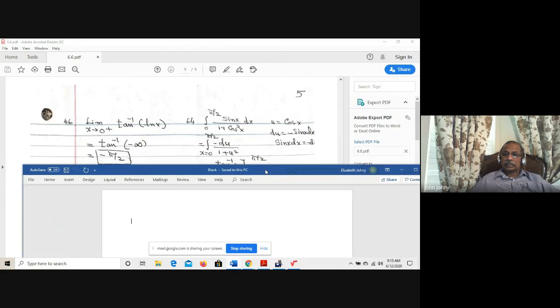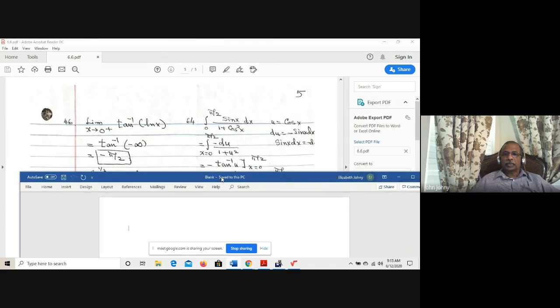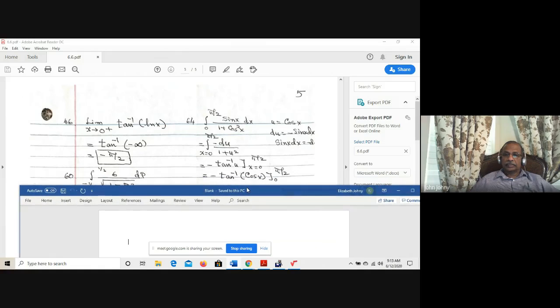And now replace integral. X varies from 0 to pi over 2. Negative sin x dx is negative du divided by 1 plus u square. And so antiderivative of 1 over 1 plus u square is tan inverse u. So this is negative tan inverse u. X varies from 0 to pi over 2. So you replace u by cos x. So this is negative tan inverse cos x. X varies from 0 to pi over 2.